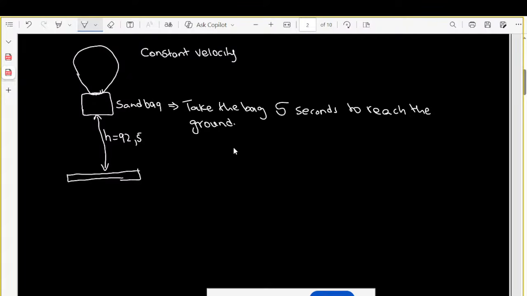Okay, so now the effect of air resistance, we're not gonna focus on that. Let's calculate number 1. Question 1. Calculate the velocity of the balloon.